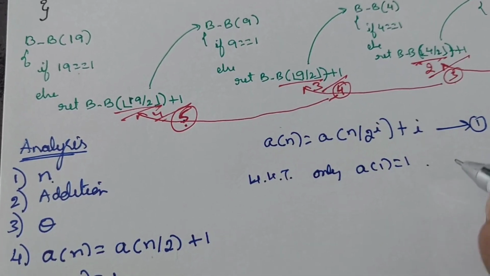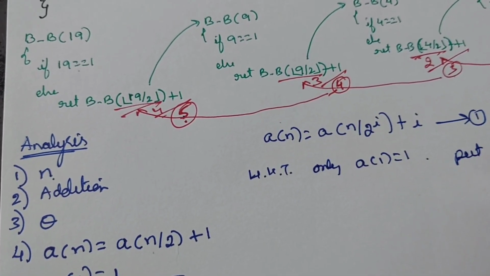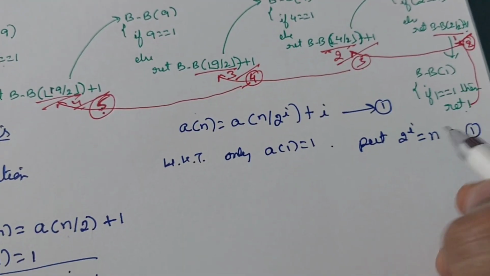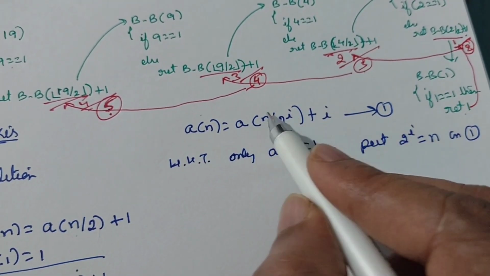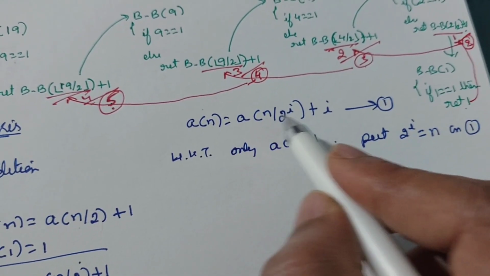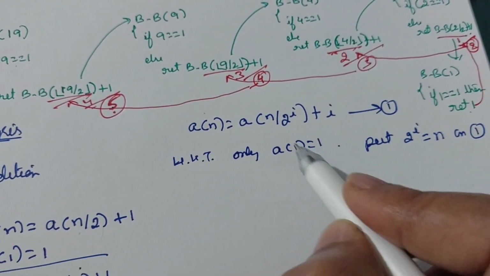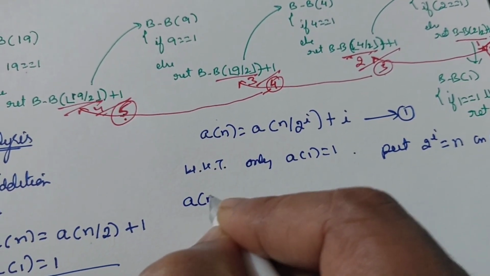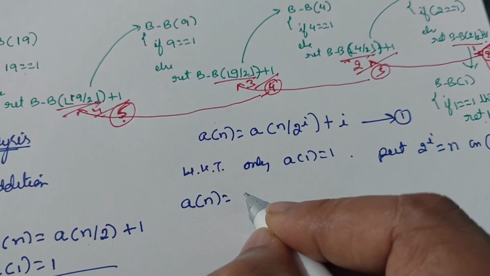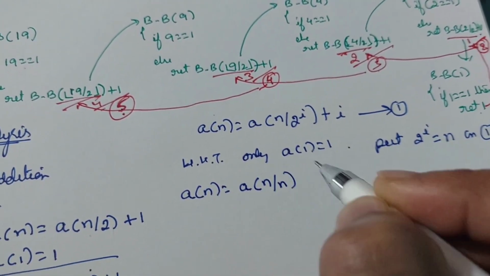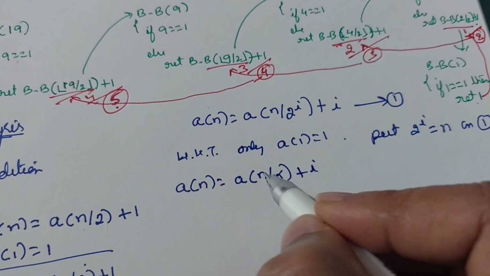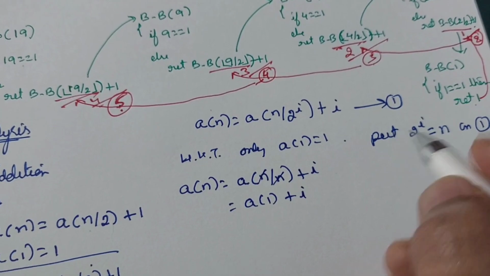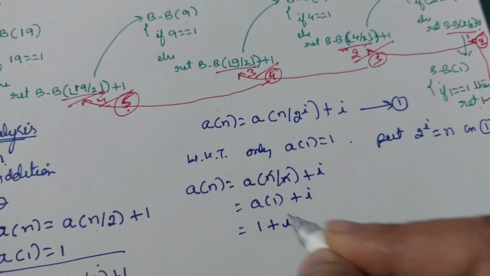So for that, what you have to do? Put 2 to the power of i equal to n in equation 1. If I put 2 to the power of i equal to n, both numerator and denominator become 1 and cancel, so it becomes a of 1, which I can easily replace by 1. So equation 1 becomes a of n is equal to a of n by n plus i. Now n gets cancelled, a of 1 is equal to 1, so this is 1 plus i.